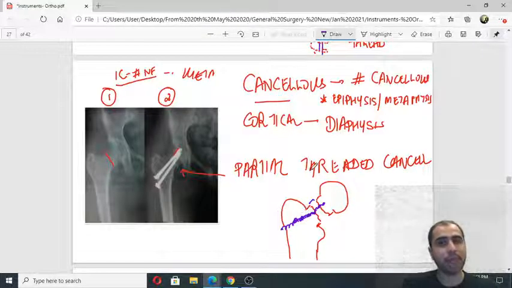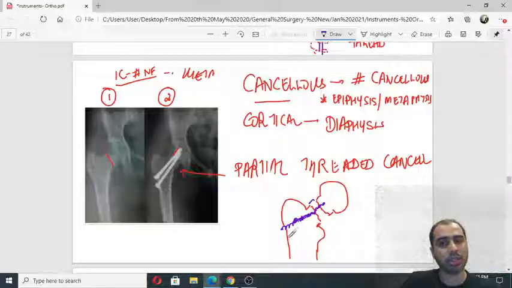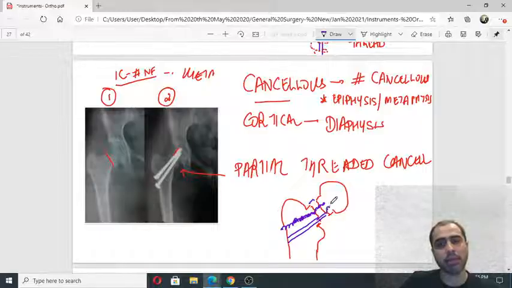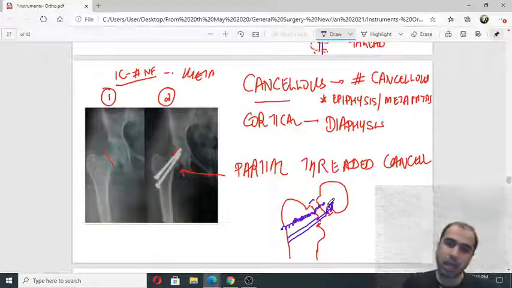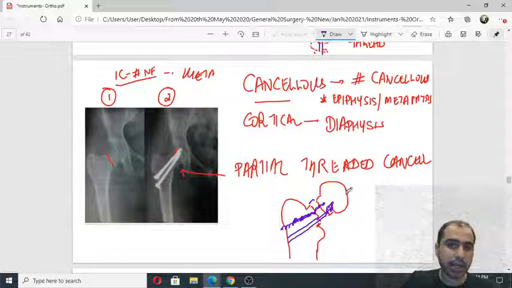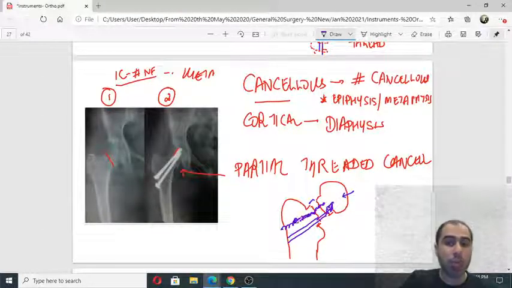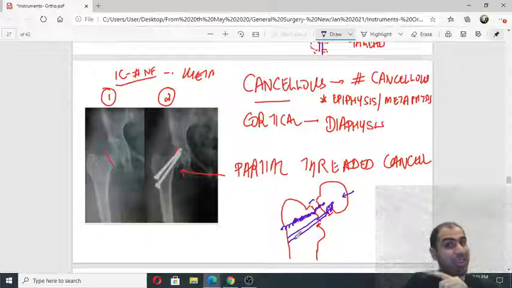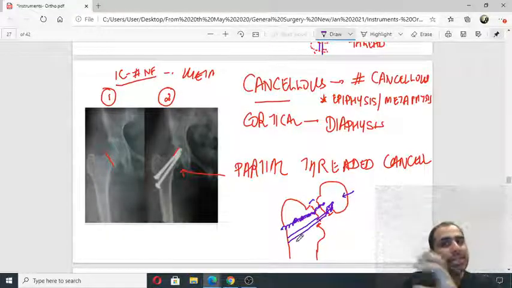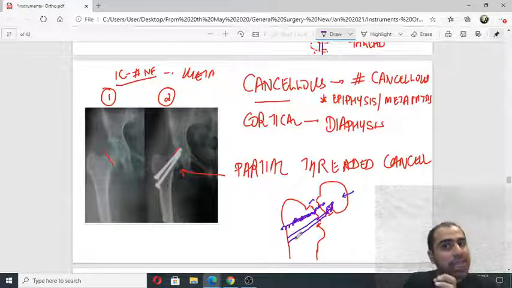On the other hand, if I use a partially threaded screw, partially threaded means some part is straight and some part is threaded. Now what will happen? Once the threads come into the distal fragment, it gets fixed to the screw. But in the proximal fragment, when there are no threads, the bone can still slide. Okay, the bone can still slide.